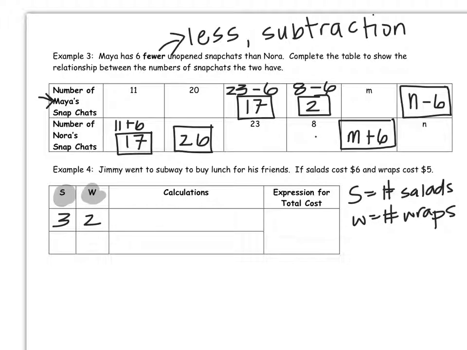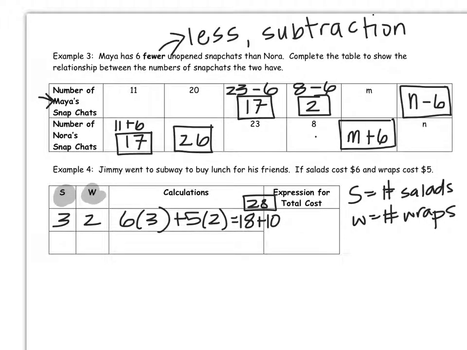We're going to try to figure out how much money he spent. So I know that salads cost $6. So that means that $6 per salad, and Jimmy bought 3 salads. All right, and that's only the cost of salads, so we're going to add to that the cost of the wraps. Wraps cost $5. Jimmy bought 2 of them. All right, so that means his total cost is, let's do this math. 6 times 3 is 18, plus 5 times 2 is 10. So in this case, he spent $28.